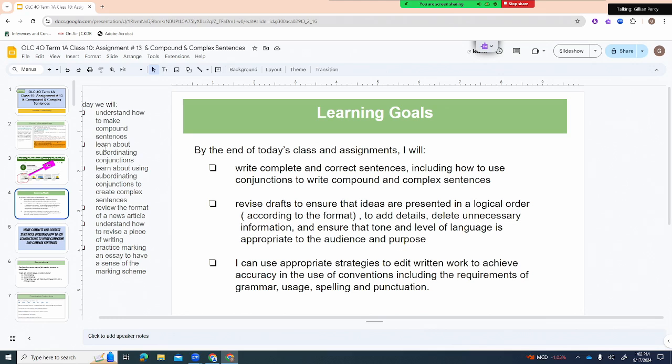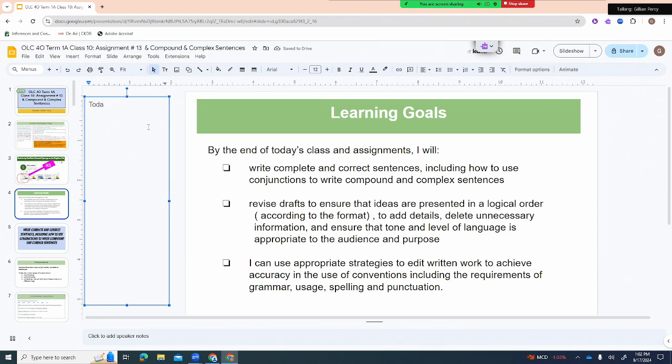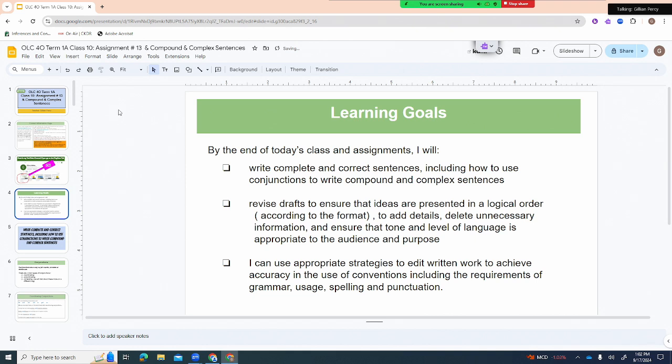Okay, let's look at our learning goals for today. By the end of today's class, you will be able to write complete and correct sentences, including how to use conjunctions to write compound and complex sentences. Revise drafts to ensure that ideas are presented in a logical order, to add details, delete unnecessary information, and to ensure that the tone and level of language is appropriate to the audience and purpose. And then our last one is: I can use appropriate strategies to edit written work to achieve accuracy in the use of conventions. Conventions just basically means grammar, usage, spelling, and punctuation.